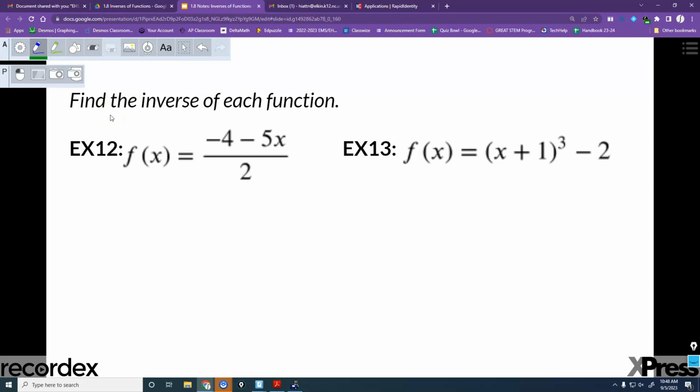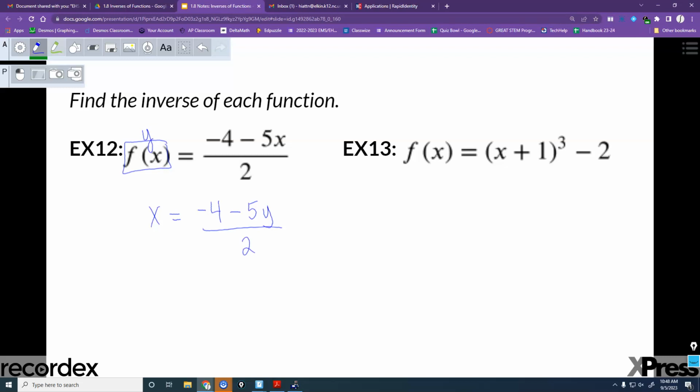Okay. All right. Now, I've got an f of x here, but what letter can I think of that as? It's like your y, right? So we have to switch our x and y's, which means I'm going to put x here, equals -4 minus 5y divided by 2.